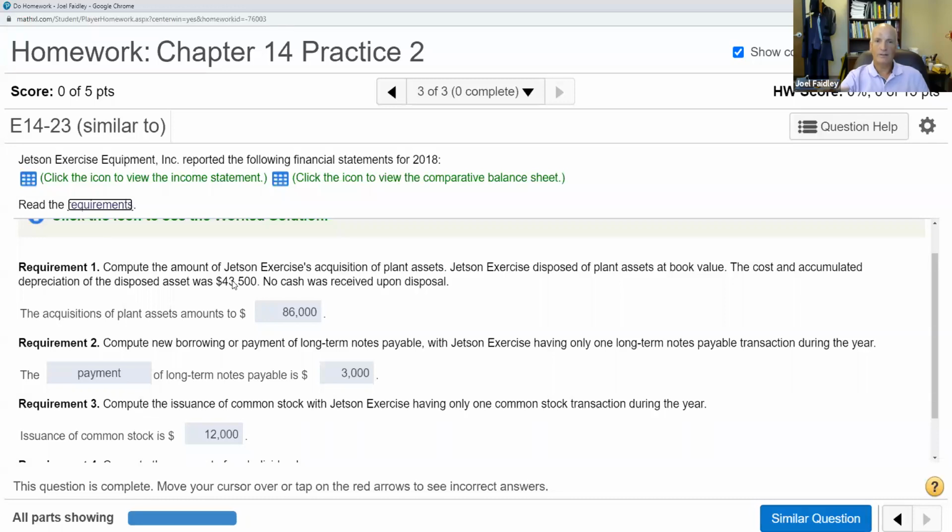So that's what happens when you sell something. You take it out of your accumulated depreciation, right? And you take it out of your original cost. Both accounts are going to be zeroed out. So they want to know what were the acquisitions. So it's kind of like a little puzzle here.